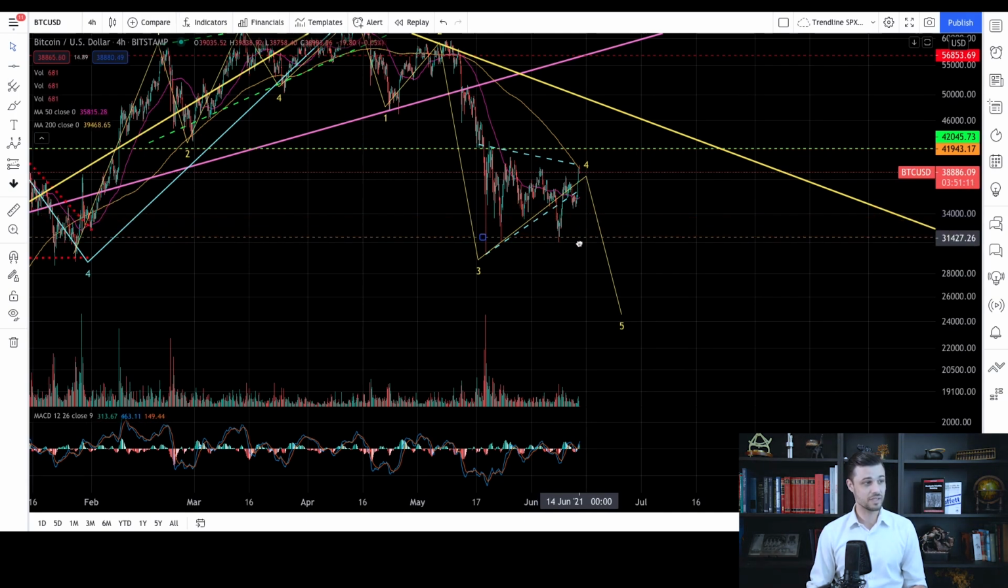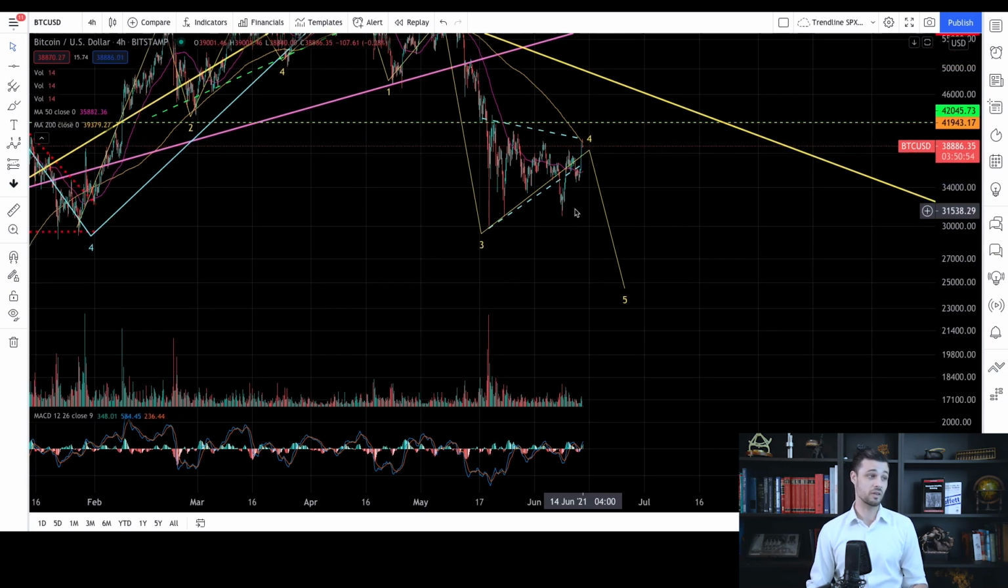And I don't understand why this market managed to go higher. This is probably because there were a lot of buyers at the 30,000 area. But if there were so many buyers at the 30,000 area, I don't understand why this has broken and why it has not gone lower. So this is to me a fake out.